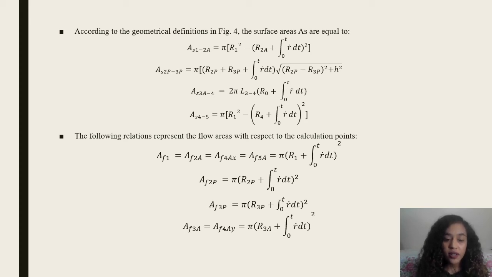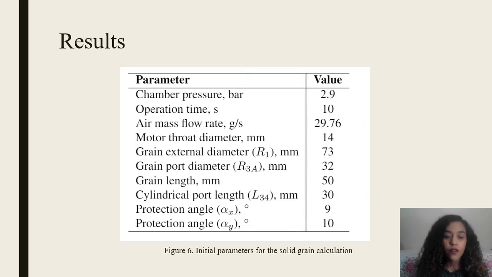Obtaining the equation system described above and calculating the propellant's mass flow rates, one can proceed to the combustion analysis and determine the ramjet propulsion characteristics in terms of operation time. Results. Figure 6 shows initial parameters for the solid grain calculation, defining the geometry of the grain and flow conditions. The authors calculated the evolution of the grain geometry, fuel regression, and composition of the combustion products. The motor operation time is 10 seconds.